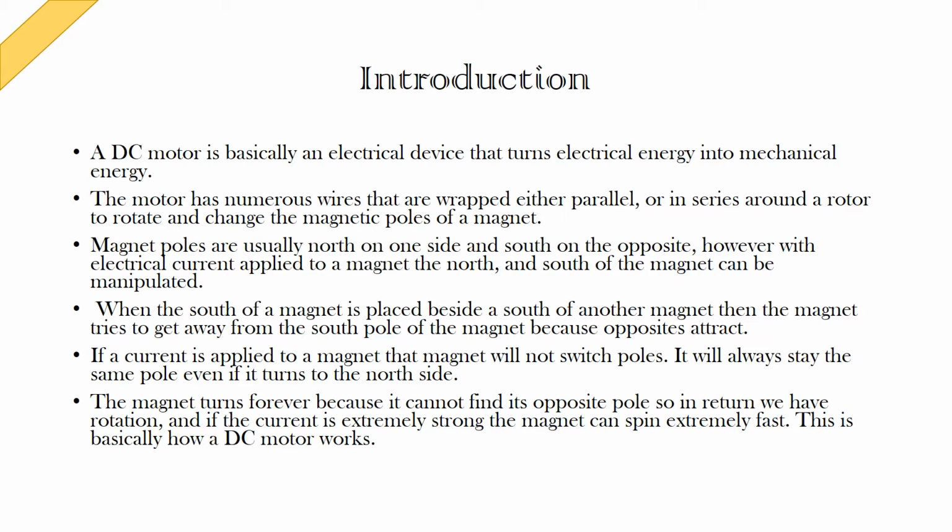When the south of a magnet is placed beside the south of another magnet, then the magnet tries to get away from the south pole of the magnet because opposites attract. If a current is applied to a magnet, that magnet will not switch poles. It will always stay the same pole even if it turns to the north side. The magnet turns forever because it cannot find its opposite pole. So in return, we have rotation, and if the current is extremely strong, the magnet can spin extremely fast. This is basically how a DC motor works.